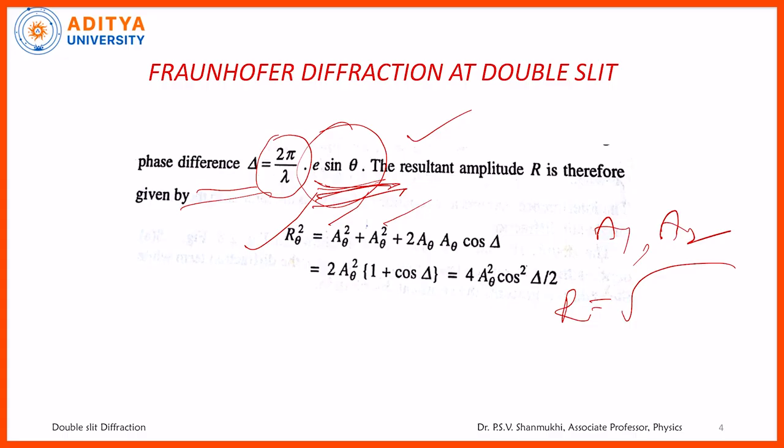So substituting the same thing, we get 2 A theta square, taken out common. So 1 plus cos delta. What is 1 plus cos delta? 2 cos square delta by 2. So therefore 2 into 2, you will get 4 A theta square cos square delta by 2.